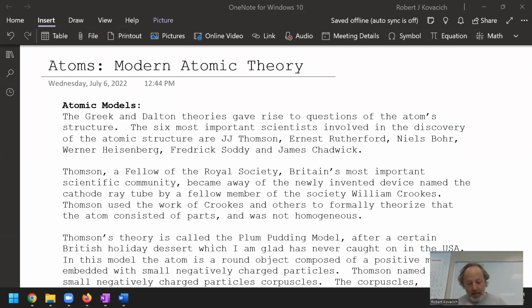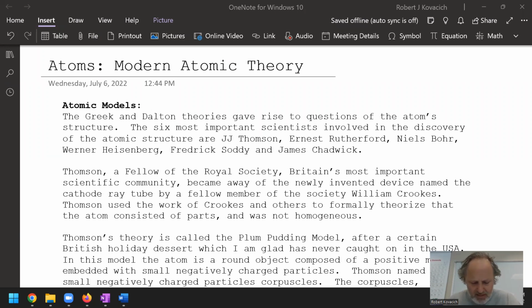And so determining what the atom was was one of the most important scientific prizes to be found at this time. So we're talking 1800s, mostly the late 1800s, early 1900s.